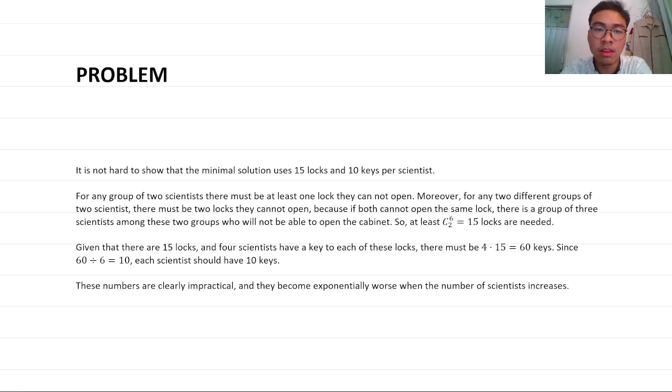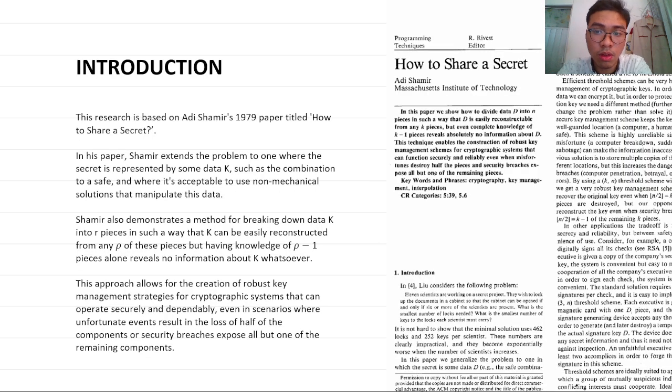So at least there are combination 2 of 6, which is equal to 15 locks needed. Given that there are 15 locks and 4 scientists have a key to each of these locks, there must be 60 keys. Since 60 divided by 6 is equal to 10, each scientist should have 10 keys. These numbers are clearly impractical and they become exponentially worse when the number of scientists increases. So, my research aims to solve the problem that arises when the number of scientists increases.